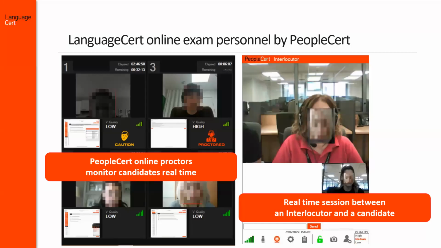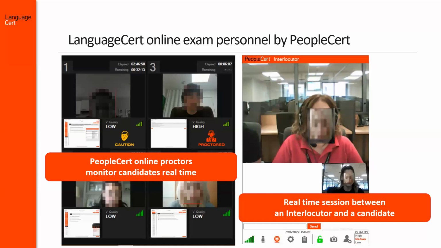On the left-hand side of the screen, on the black background, you can see what the proctor sees of the candidates during the written exam: listening, reading, writing. The faces are blurred, but of course the proctor sees everybody quite distinctly.